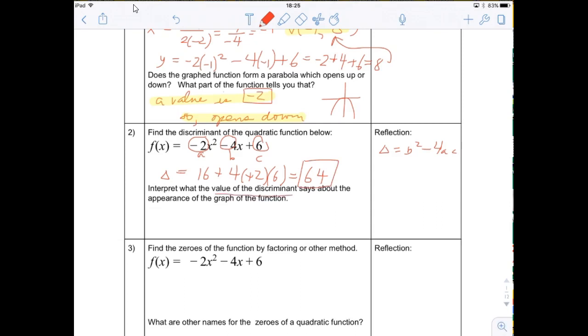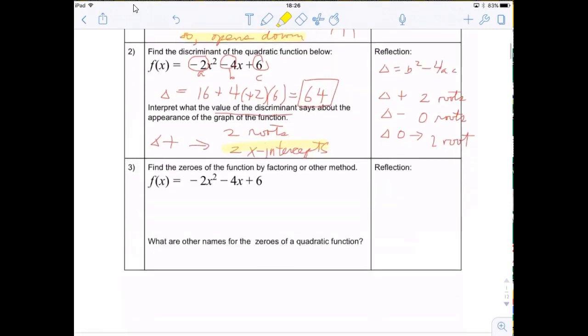Interpret what the value of the discriminant says about the appearance of the graph of the function. On your formula sheet, you should say that when the discriminant is positive, you have 2 roots. If the discriminant is negative, you have 0 roots. And when the discriminant is 0, you have exactly 1 root. Since we have a positive discriminant, we have 2 roots. And what does it say about the appearance of the graph? 2 roots means 2 x-intercepts. Okay. Moving on.